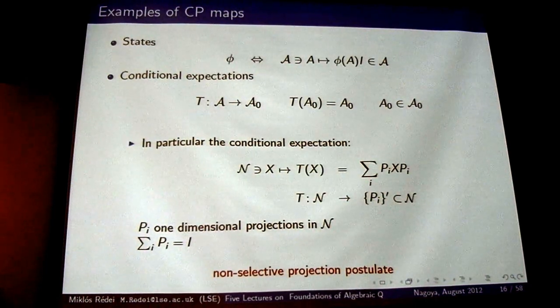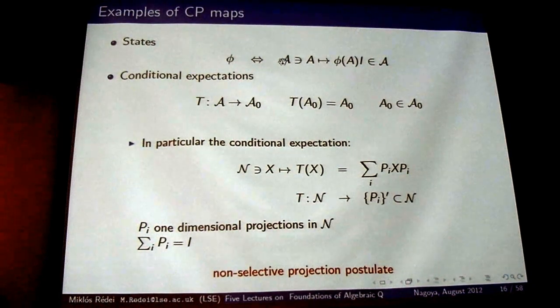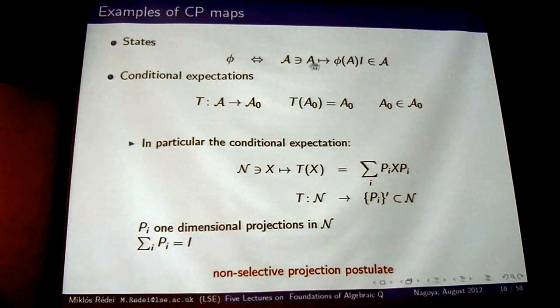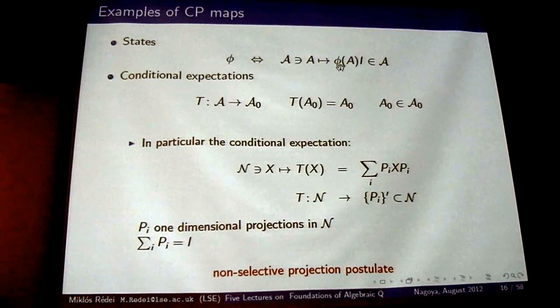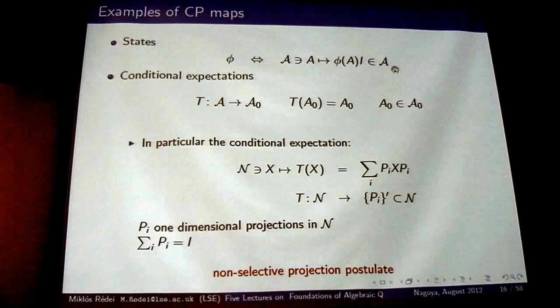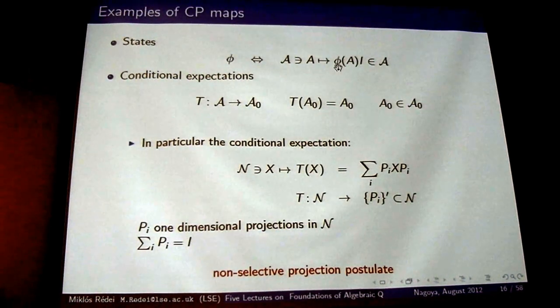Examples of such CP maps: the notion of CP map or operation is quite general. It contains the notion of state. States can be identified with CP maps by this definition: for any A in the algebra, you assign the expectation of A times the identity. This is an element of the algebra itself, and this can be identified with the state itself. So states are known to be operations, completely positive maps.